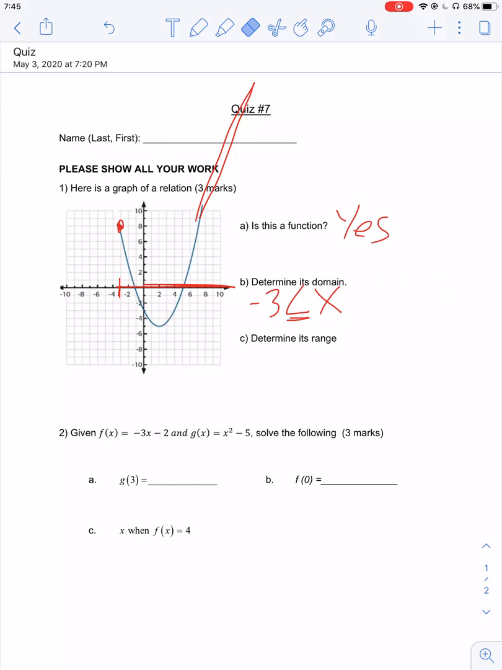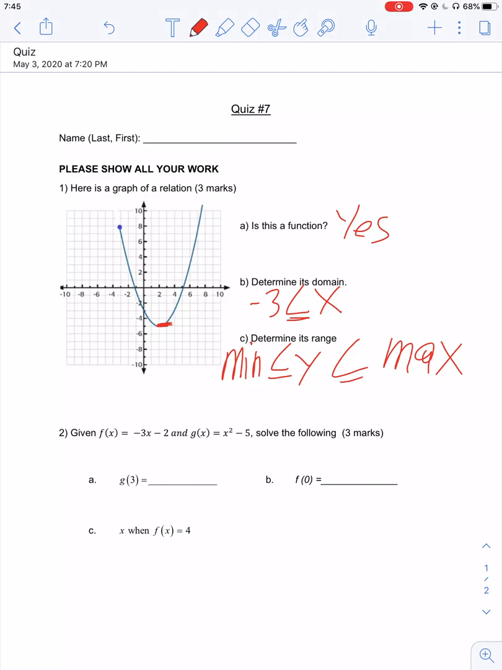Okay, now range, same thing, except for range, we're talking about y values. Domain has to do with x, range has to do with y. Again, it has to be bounded between the minimum y value and the maximum y value. Okay, so what is the minimum y value that this function is taking? The minimum y value is this one over here. And if you look at your graph, it's in between -4 and -6, so it has to be -5. And it's attaining this value, right?